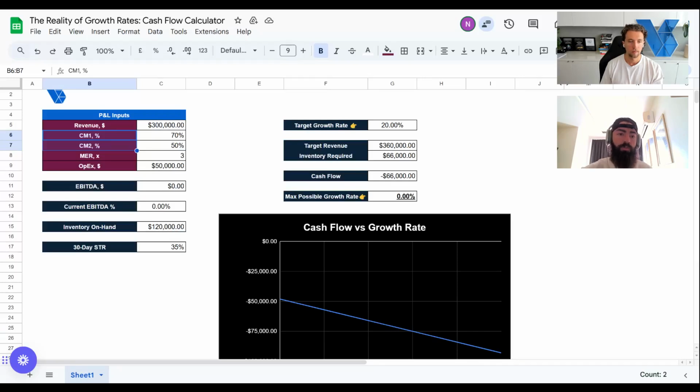Now, contribution margin 2 is customer delivery costs. So whatever it costs you to ship the product or order to your customers, and any payment processing fees or merchant fees that you have to incur to complete the transaction.